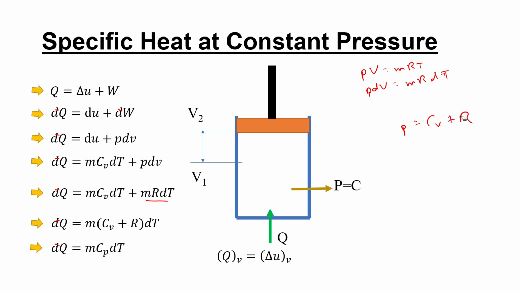That simply means you can heat the gas at constant volume, or at constant pressure. So the amount of heat required to raise the temperature by 1 degree Celsius per kilogram is different when you heat the gas at constant volume or constant pressure. At constant pressure, you need more energy. Here you need only QV, here you need QP. It needs more heat to raise the temperature by 1 degree Celsius.